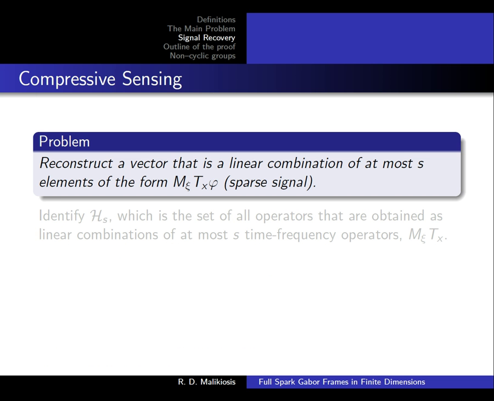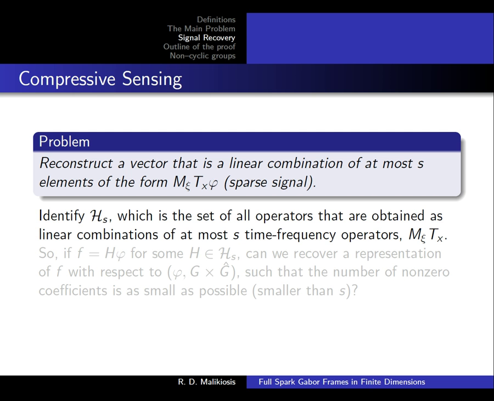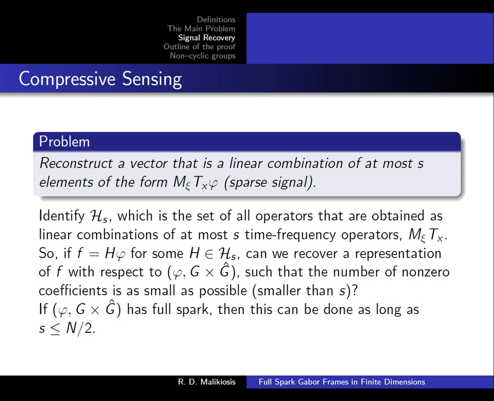And also for operator identification in compressive sensing, let's say that you know that a vector f can be written as a linear combination of few elements from a Gabor frame of phi. In other words, I identify this set of operators, linear combination of at most s time frequency operators. So assume that you have such a representation. If you write it as a linear combination of s time frequency translates of phi, then you know that this is unique, right? As long as s is less than n over 2.